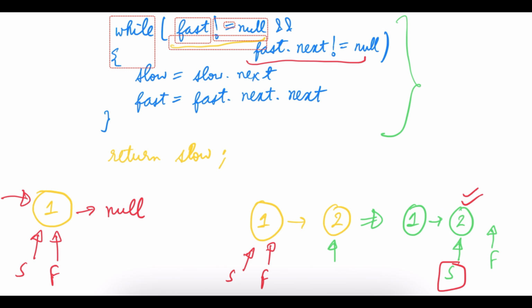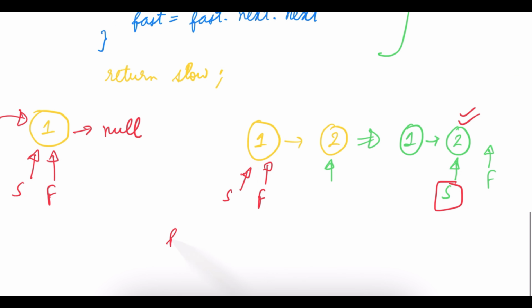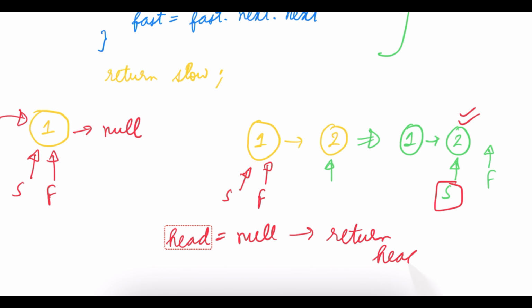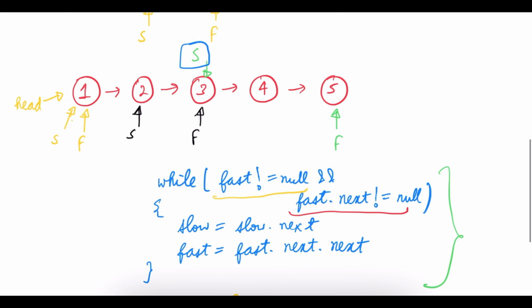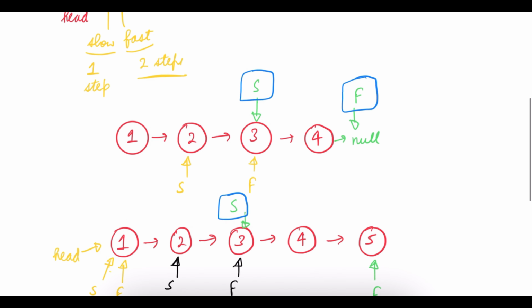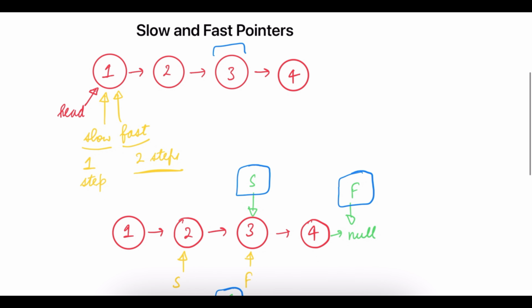And for the example where head is null, we can simply return head and we'll be done. So this is the approach of using slow and fast pointers to find the middle of our linked list. Let's have a look at the code implementation.